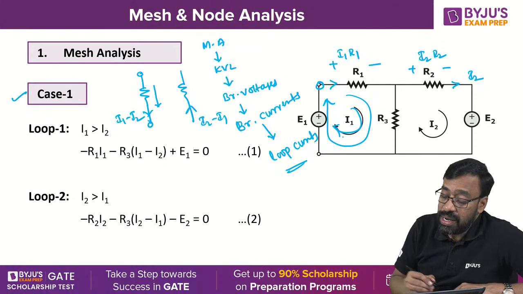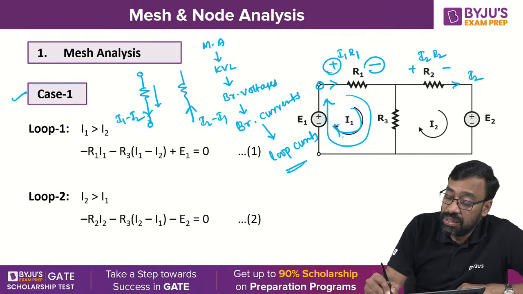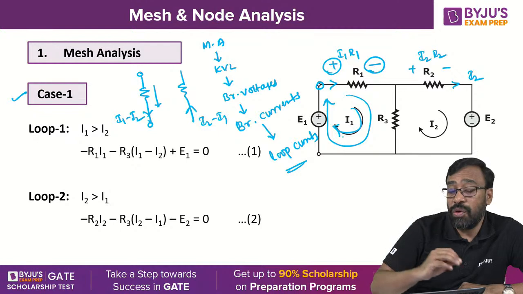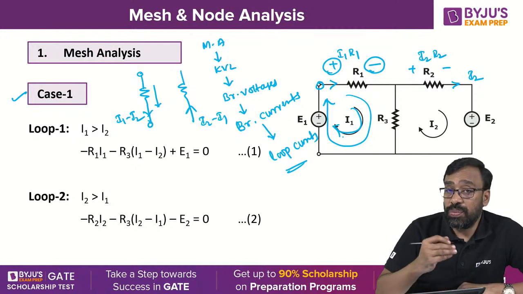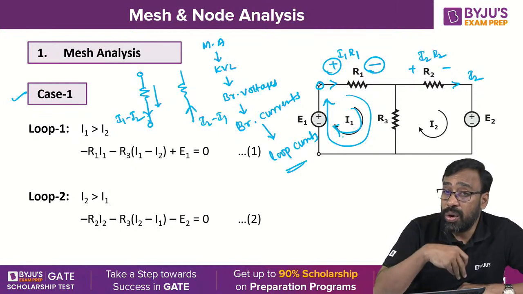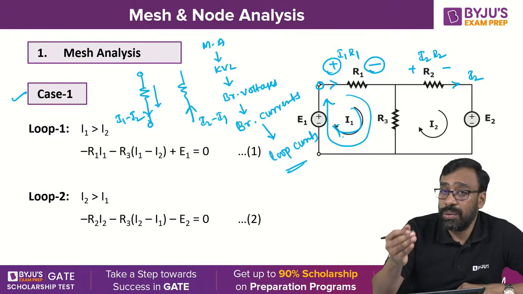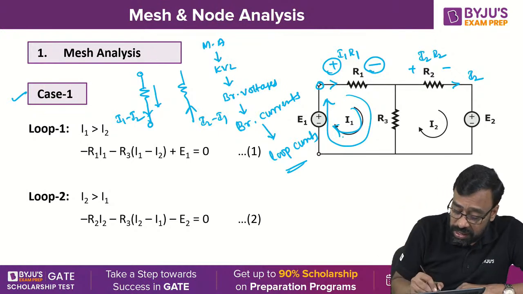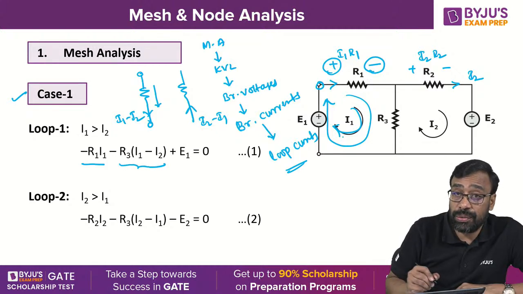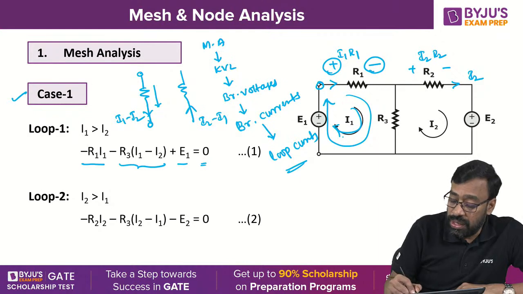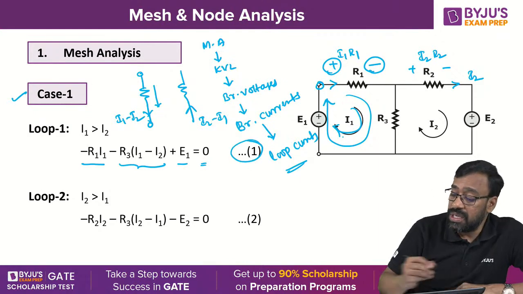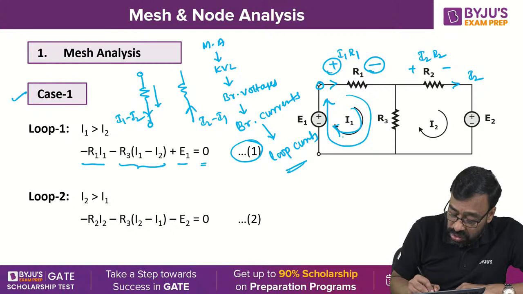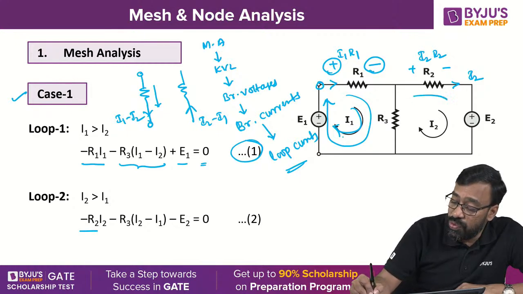Moving from plus to minus, I take a fall in voltage; moving from minus to plus, I take a rise in voltage. According to me, fall in voltage is negative, rise in voltage is positive. That's why I'm taking minus R1 I1, minus R3 times (I1 minus I2), and plus E1 equal to 0. Take it as equation 1.